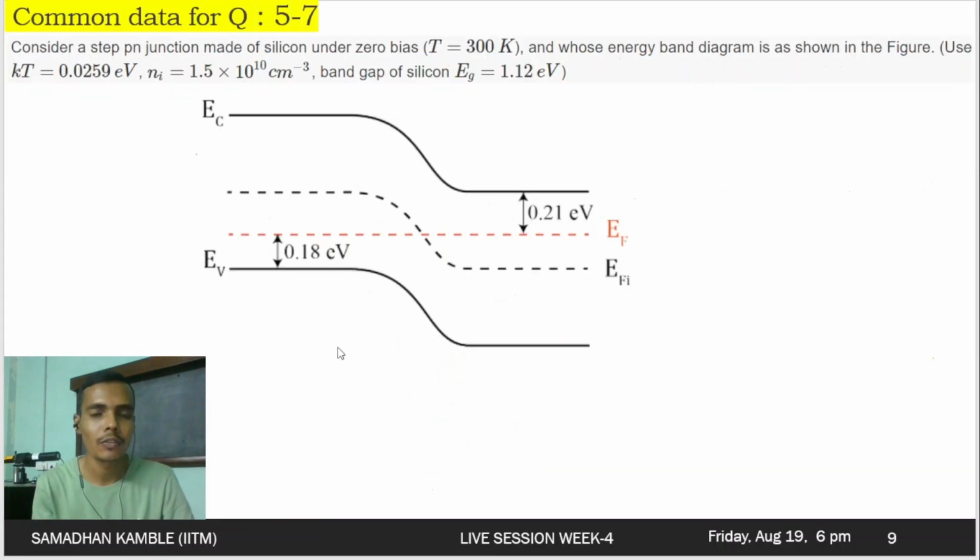This is again a common data problem in which this data is given for problem numbers 5 to 7. The data is as follows. We consider a step p-n junction made of silicon under zero bias condition at 300 Kelvin temperature, and whose energy band diagram is shown here. We can use these different parameters for the intrinsic carrier concentration and the band gap of silicon. So let us go to question number 5 first.